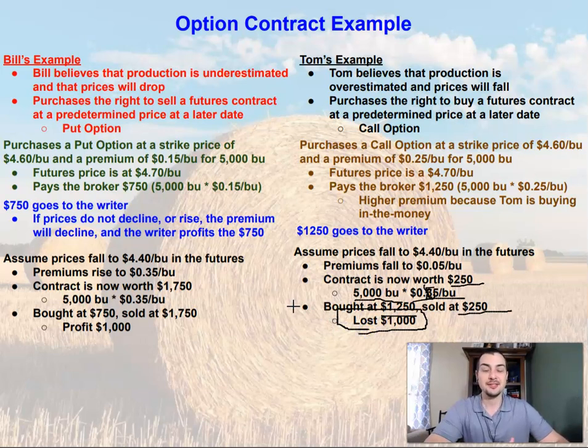So hopefully in this example, you see how both the strike price and the futures price, and being in the money, at the money, or out of the money, can influence that premium, and how that premium will help dictate whether or not you're going to make or lose money on an options contract.